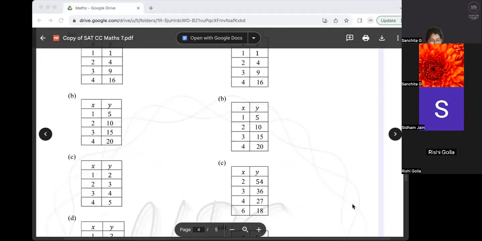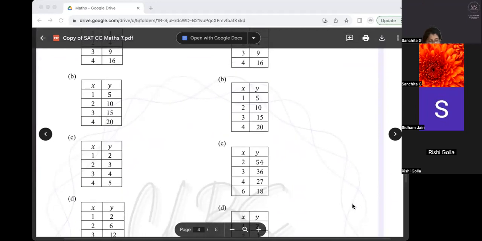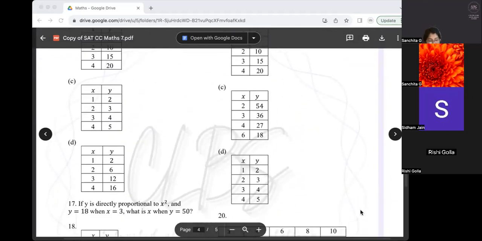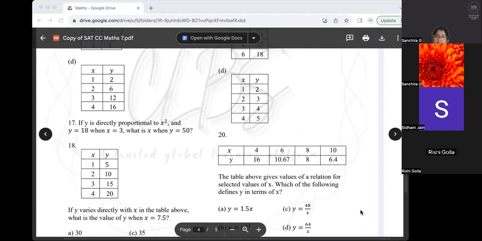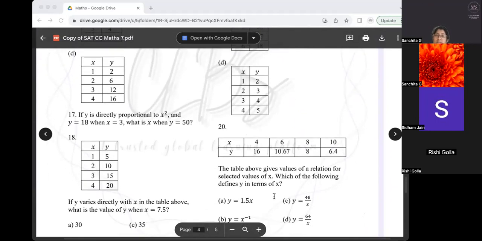It has to be the same. Then I move to C, right? So if I take 54 times 2 and 36 times 3, it is definitely going to give me an equal set of answer, right? And if I check for D, I'll have 1 times 2, 2, and this is 6. 2 is not equal to 6, okay? So definitely C is my answer. Easy? Yes. Come on, 20. 20 is D, right? Yes.